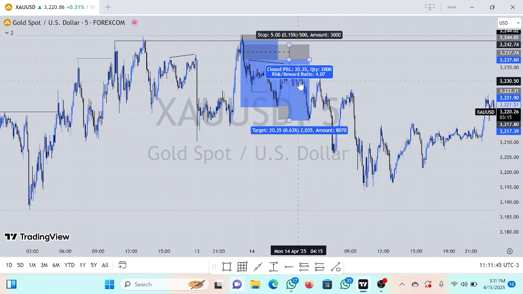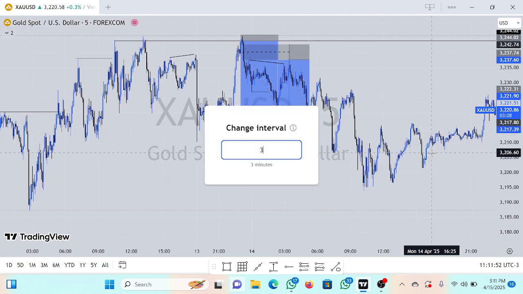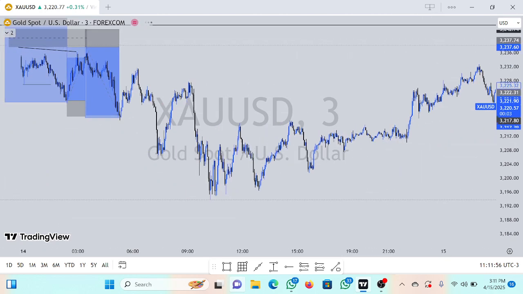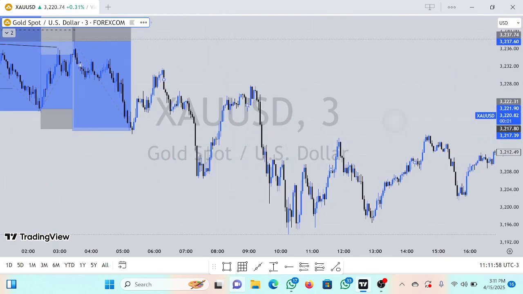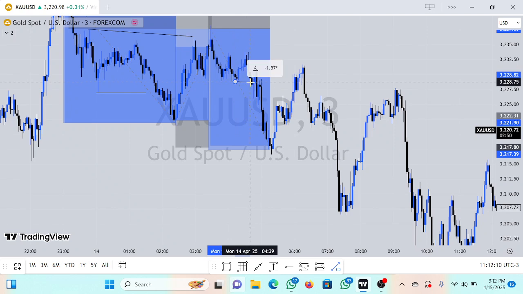So right now, the market is coming back to this block that has not been mitigated. At this point, what do we do? Going to the 3 minutes time frame, you'll see that this is the nearest block, with a clear break of structure.